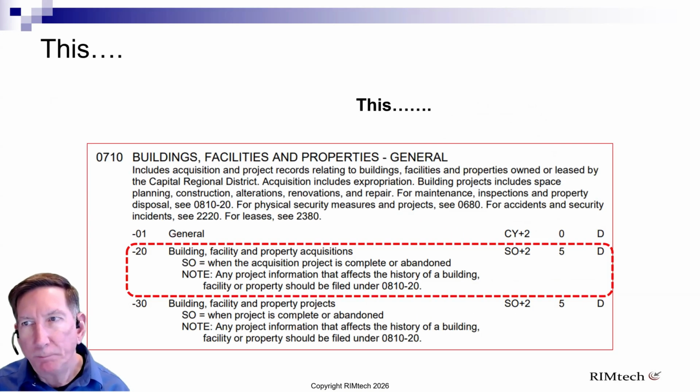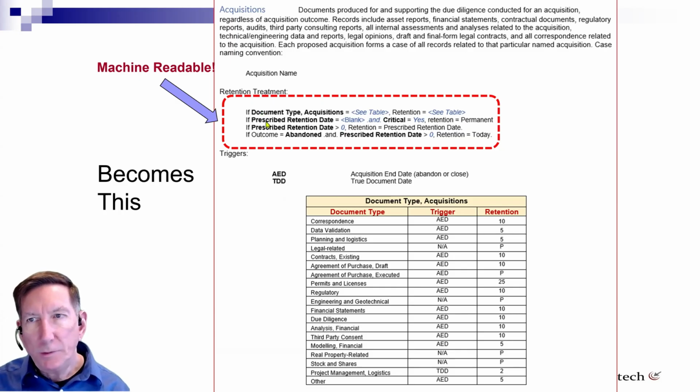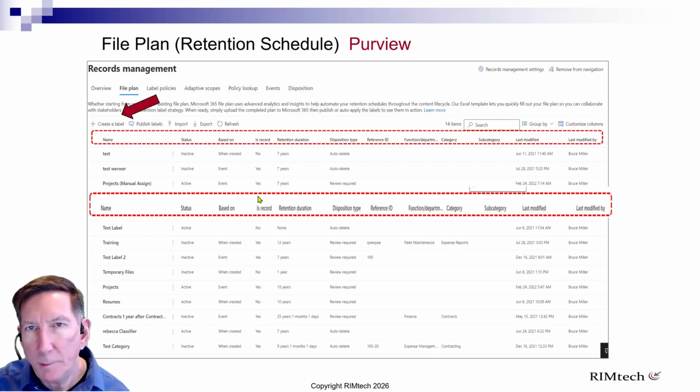So now what we need is this, which is an excerpt from that retention schedule. Here you see buildings, facilities, and property acquisitions. That can't look like this anymore. Instead, it has to look like this. This is the heart of it right here in red. These are four content rules which the software can execute. These are machine readable rules that the software can act on and make sure that everything in that category, acquisitions, gets the appropriate retention rule. We'll see how we do that in a minute.